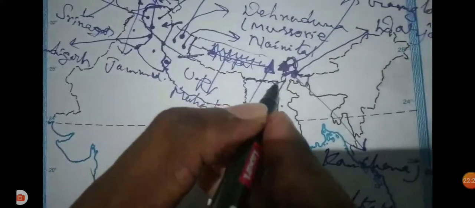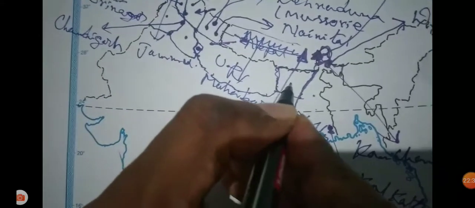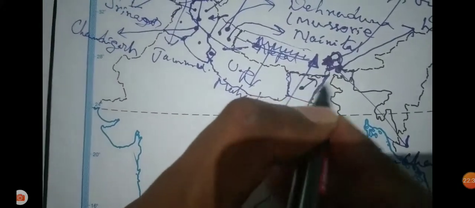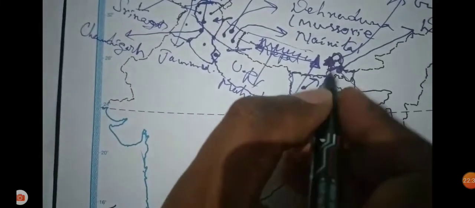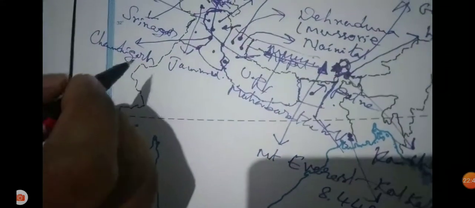Now this one is Bihar. Bihar's capital is Patna. We have to observe carefully where Patna is located.